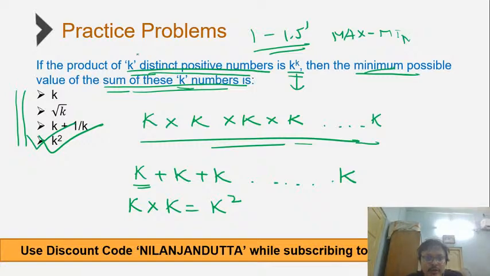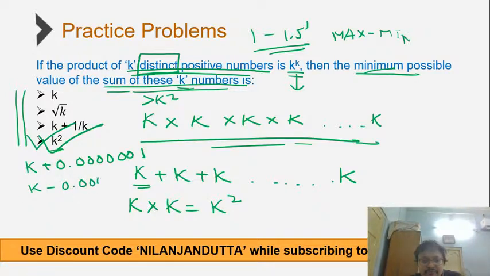Now somebody may be wondering, what about the fact that it's mentioned distinct numbers? Note, it might seem that these numbers are not distinct, but that is the reason why the sum of these k numbers will be greater than k square and not greater than or equal to k square. But the answer will still be k square, because remember, if I take one number as k plus 0.000001 and similarly another number as k minus 0.00001, then the product will almost be equal to k to the power k still, and the sum will almost be equal to k square still, even though these two numbers will be considered as distinct.